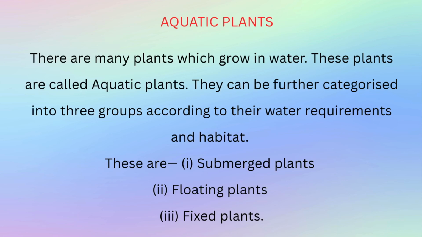Aquatic plants. There are many plants which grow in water. These plants are called aquatic plants. They can be further categorized into three groups according to their water requirements and habitat. These are 1. Submerged plants, 2. Floating plants, 3. Fixed plants.